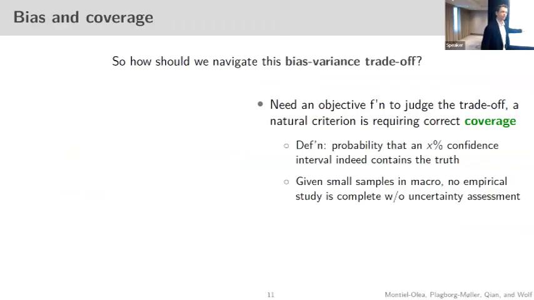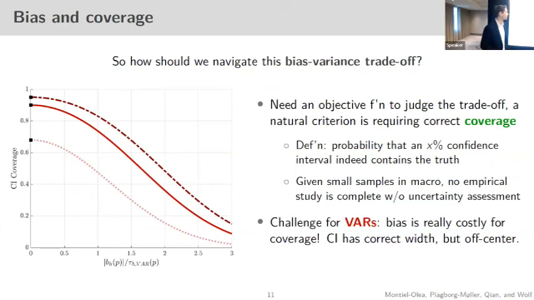So kind of seems sensible that that's what we want. Problem is, the challenge for VARs is bias is really costly for coverage. So what I'm showing here is on the x-axis, you have the scaled bias of the VAR, so bias relative to its standard deviation. And on the y-axis, you have the coverage. So if you have 0 bias, you have the right coverage. So 95%, 90%, 68%. I just kind of put some conventional values there.